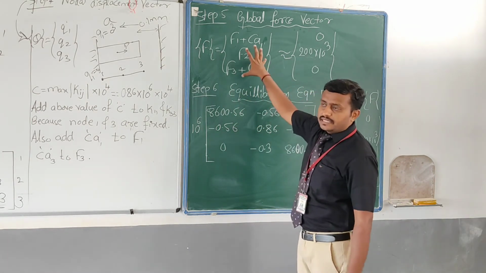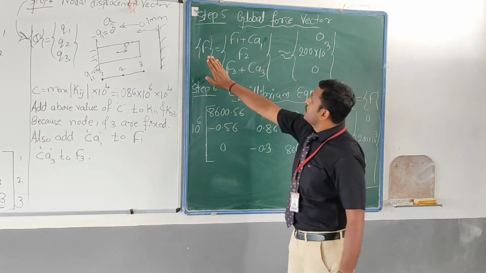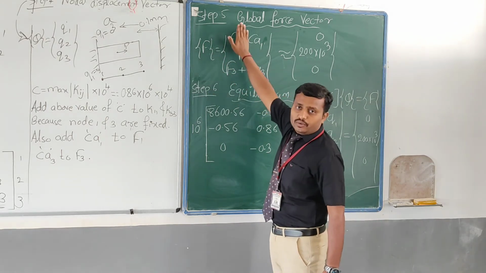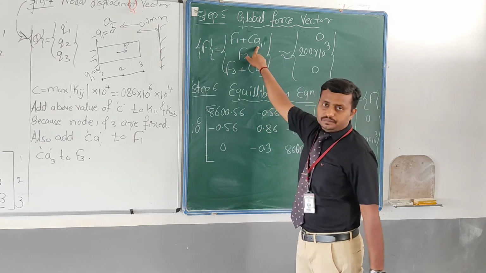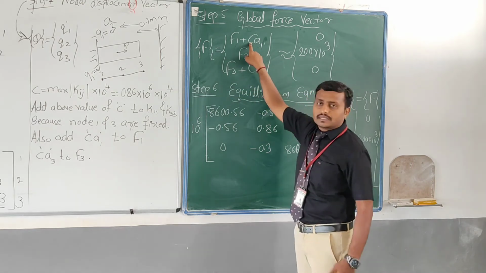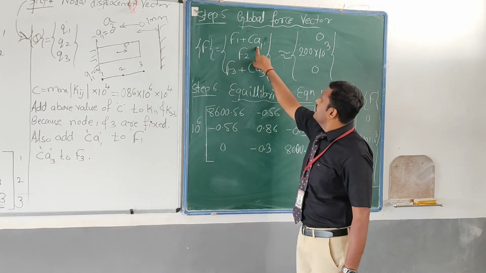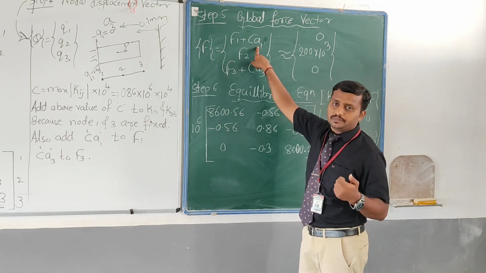Here also, there is a slight change in finding the force vector compared to the elimination approach. Earlier we used to write F1, F2, F3. Here, it is F1 plus CA1, F2, and F3 plus CA3. C is nothing but the penalty term. A is the known displacement or gap between the given structure and the support.